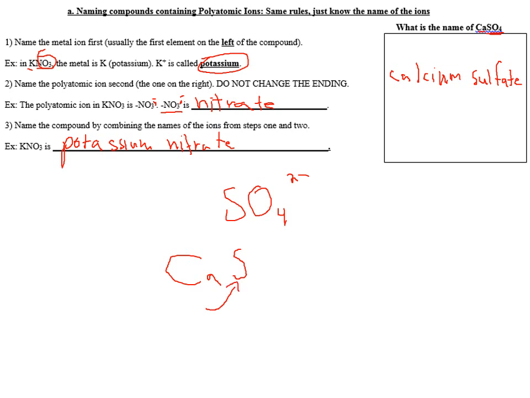Don't confuse that with sulfite either. Calcium sulfite would be this, because this polyatomic ion over here is sulfite, okay? So you have to pay close attention to the ending. You're not modifying the ending in polyatomic ions. You leave them as you see them. So do not change the ending. That's super important to remember.